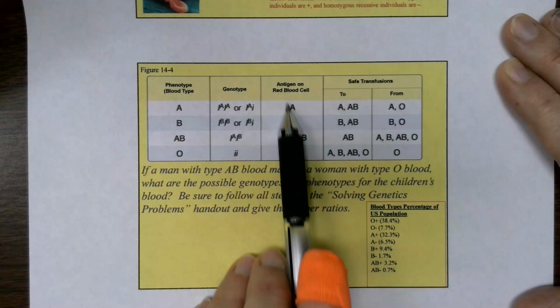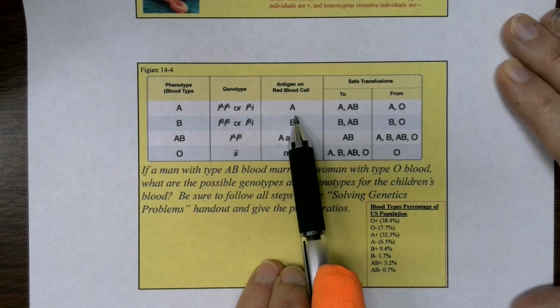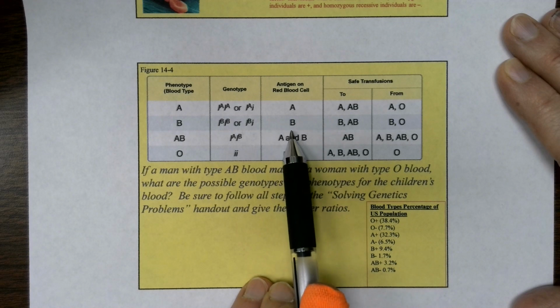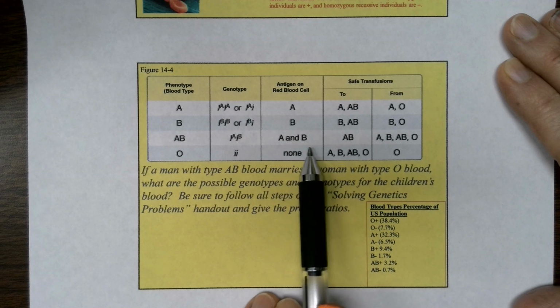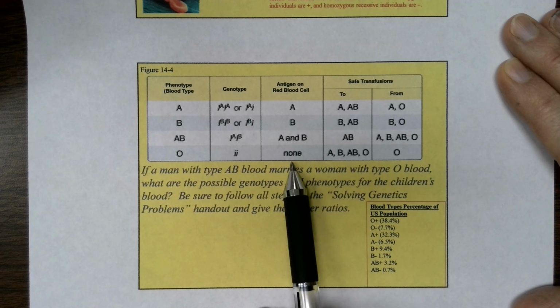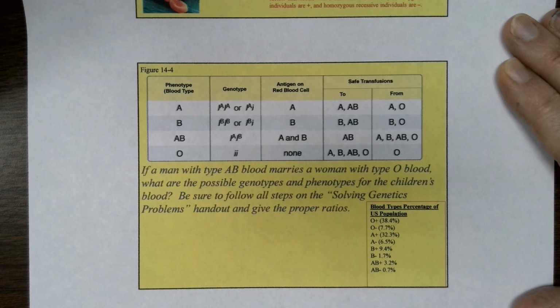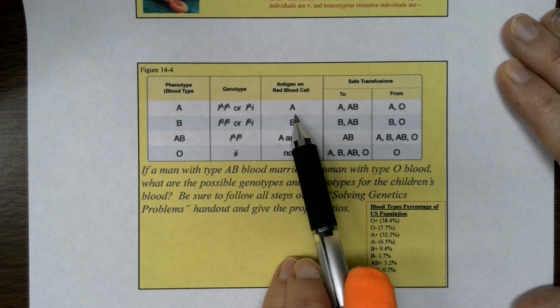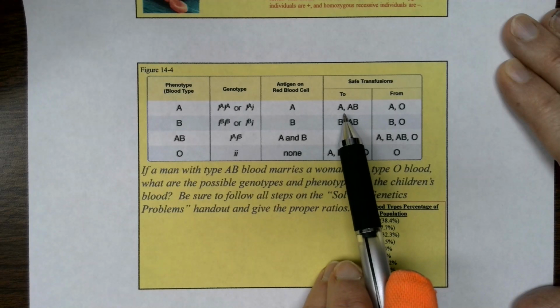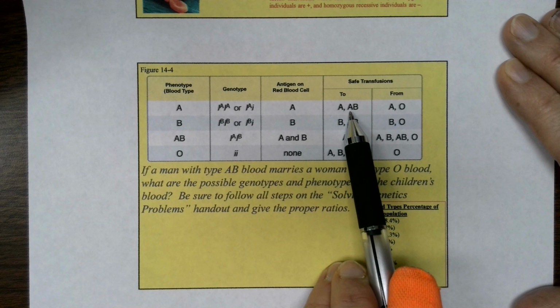Now, what does this part mean? So this means that people with type A have A molecules on the surface of their blood cells that are called antigens. People with B have only B molecules, and people who are type AB have both, okay? And then people with type O, we have no markers or molecules on the surface of our blood cells, right? So from a blood transfusion standpoint, people with A can give to somebody with A or to somebody with AB, okay?